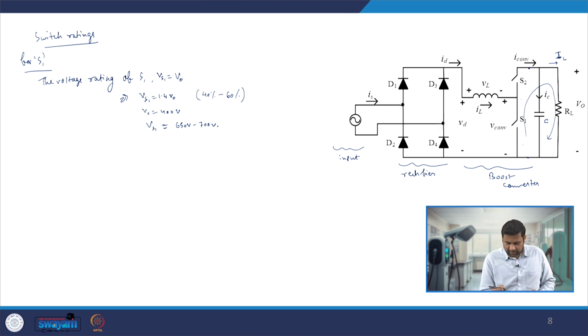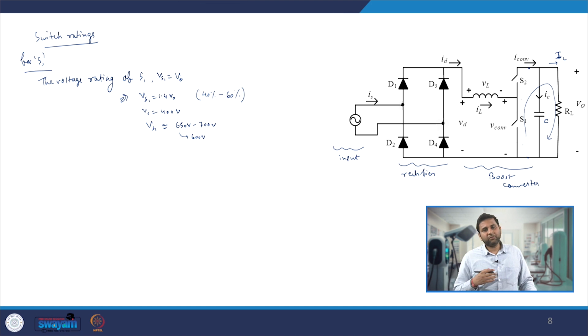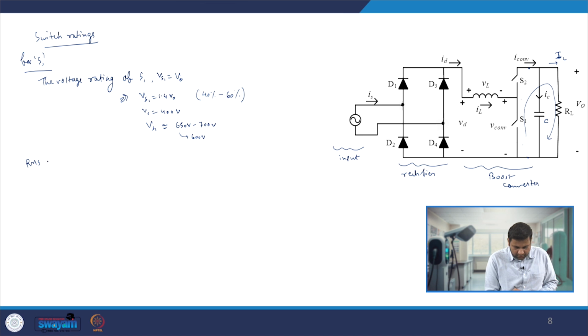Sometimes designers have also selected 600 volt devices. That will also work. Obviously one has to make sure that while designing the PCBs for this converter, you ensure that the voltage across these devices does not go beyond its specified rating. So the voltage rating of the S1 switch we have defined. Now another important thing which is needed is the RMS current. So the RMS current of S1 we need to calculate.